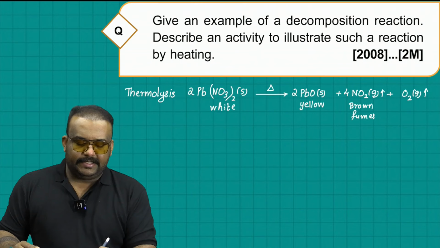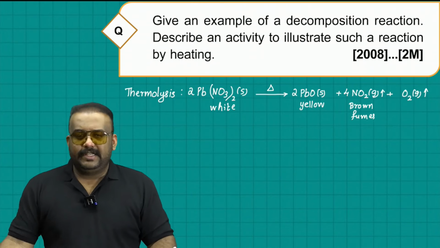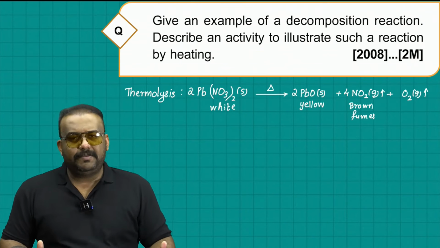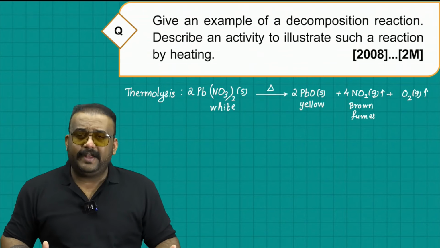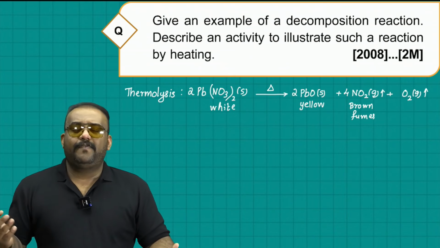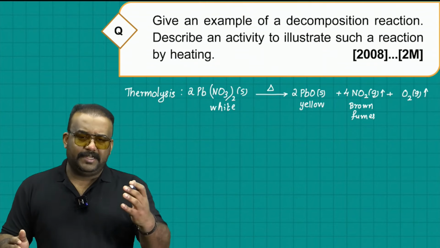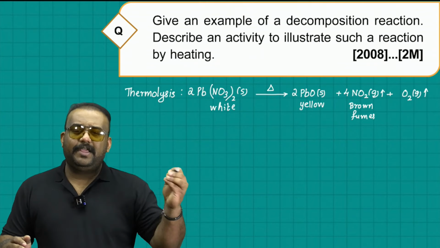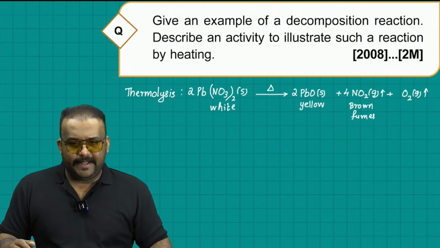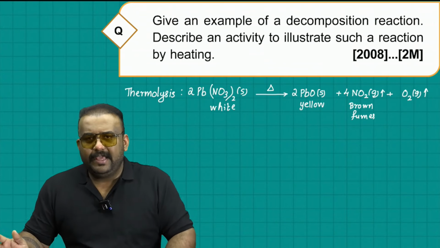It is thermolysis. So you can quote any example of a decomposition reaction, whether it is electrolytic decomposition of water, or thermal decomposition of calcium carbonate, or thermal decomposition of ferrous sulfate, or photolytic decomposition of silver chloride, or photolytic decomposition of silver bromide. All those things can be written as an answer here, because they asked, give an example of a decomposition. So you can write any example in this category. Is it clear? So here, describe an activity to illustrate such a reaction by heating.